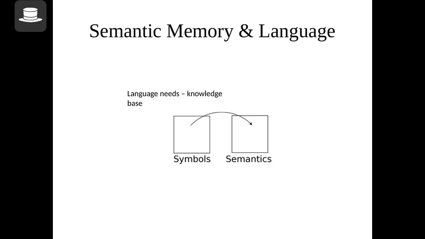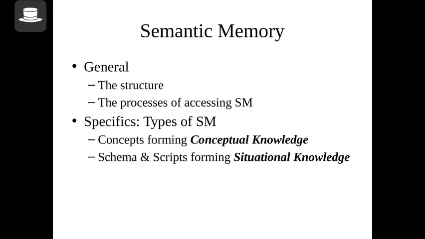Now, when we talk about semantic memory, we'll talk about two different aspects of it. We'll talk about the structure of the semantic memory and the processing of semantic memory, specifically in the context of one of the models. Again, we'll talk about the structure of semantic memory and the processing of information in semantic memory.